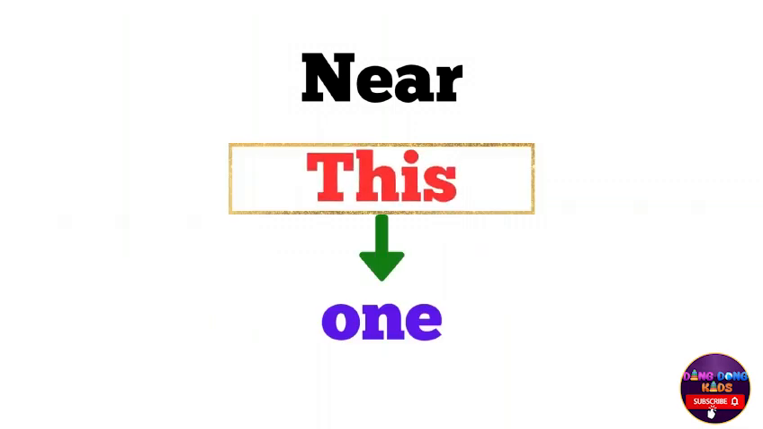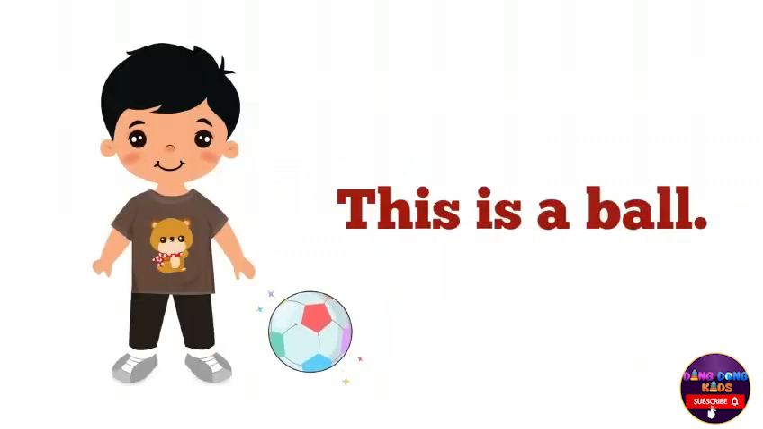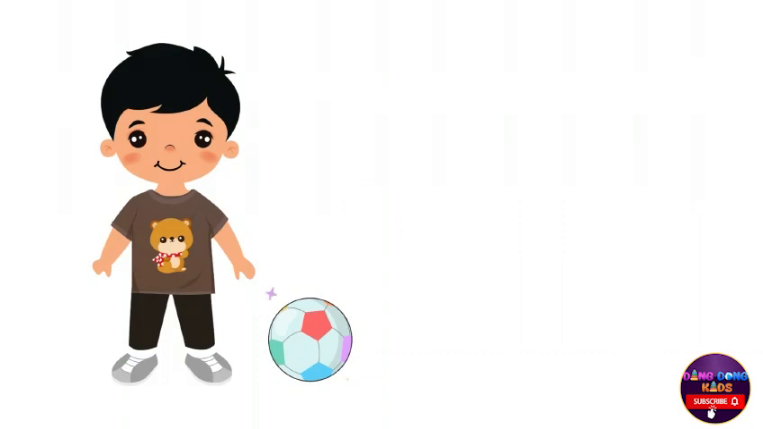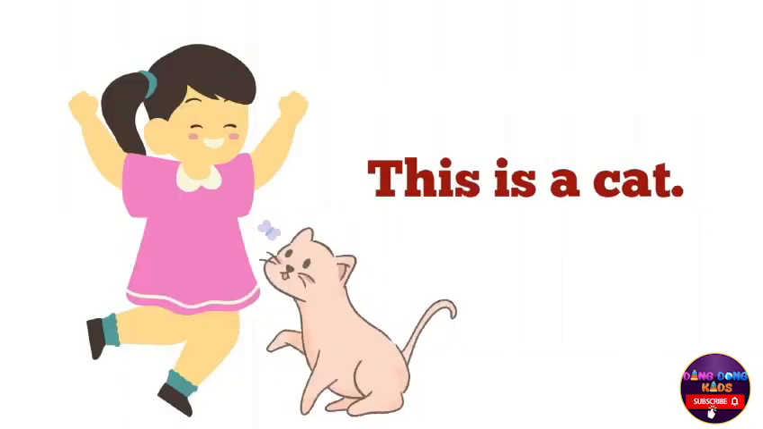When any one thing is near to us, we should use the word this. This is a ball. This is a cat.